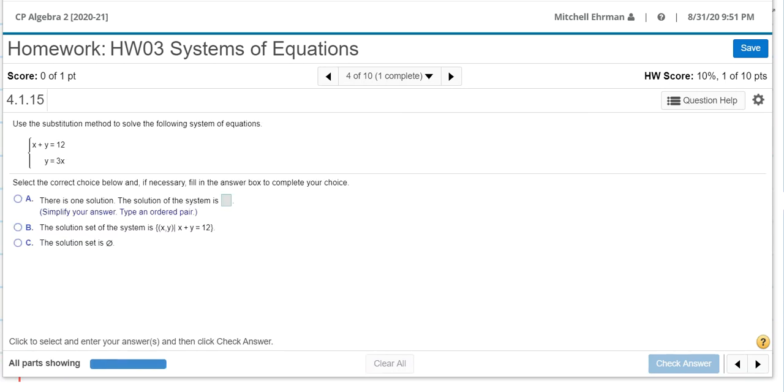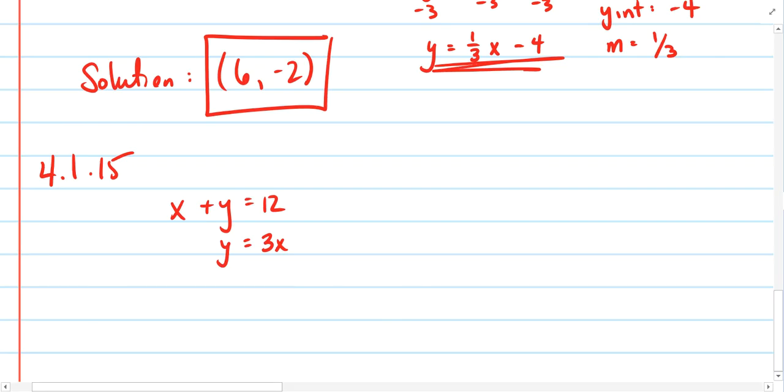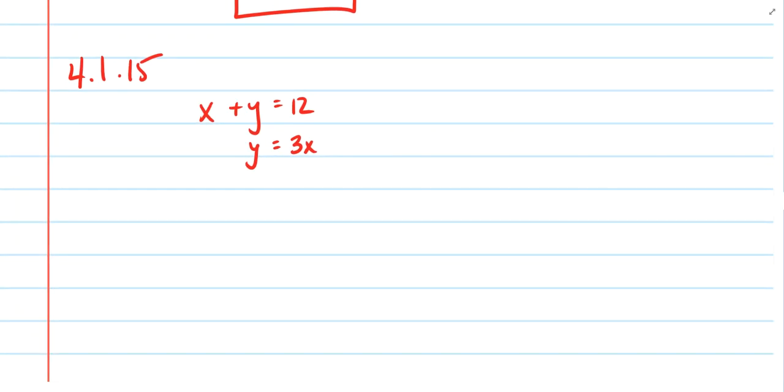4.1.15. In this example, we must use the substitution method to solve a system of equations. Now I know the substitution method would be a good choice to use here because one of our equations has a variable all by itself. Whenever you see a y equals something or x equals something, if there's ever a letter that's all by itself, that's a good indication that we're going to use the substitution method. And the reason for that is because in both of these equations, y means the same thing. So in row 1 and in row 2, y means the same thing.